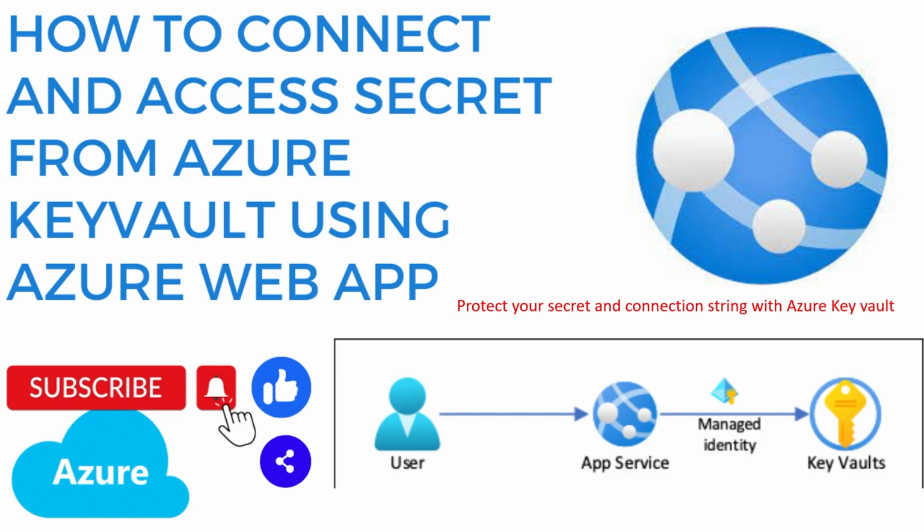Generally, we store connection strings, secrets and certificates with Azure Key Vault and access them in our application. In this demo, we will store a Cosmos DB connection string inside Key Vault, and then we can see how we can integrate Azure Key Vault with Azure Web App.